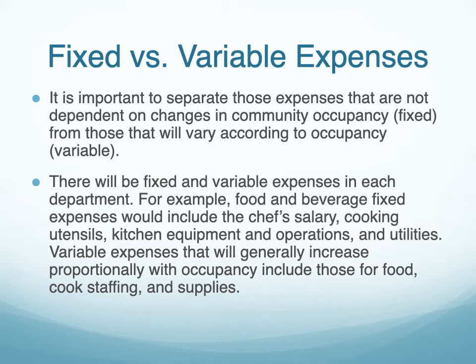Fixed versus variable expenses. In constructing budgets, expenses that do not depend on changes in the community occupancy, fixed costs, should be separated from those that vary according to the occupancy, which are variable costs. There are fixed and variable expenses in each department. For example, fixed expenses for food and beverages include the chef's salary, cooking utensils, kitchen equipment, operations, and utilities. The variable expenses in the kitchen generally increase proportionally with the occupancy, and include those for food, staffing, and supplies.